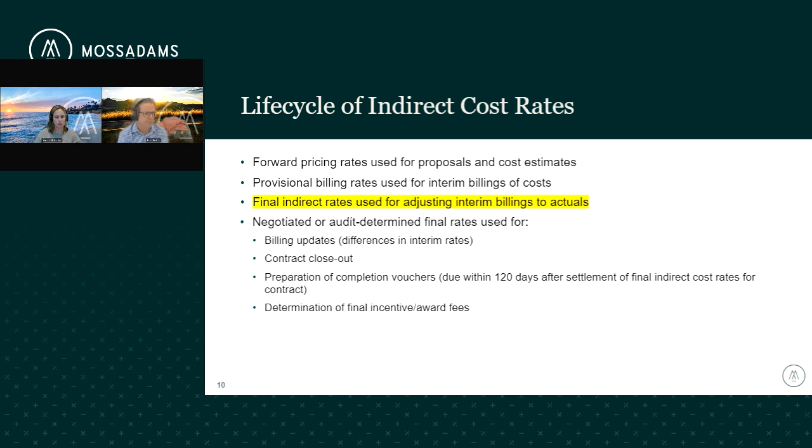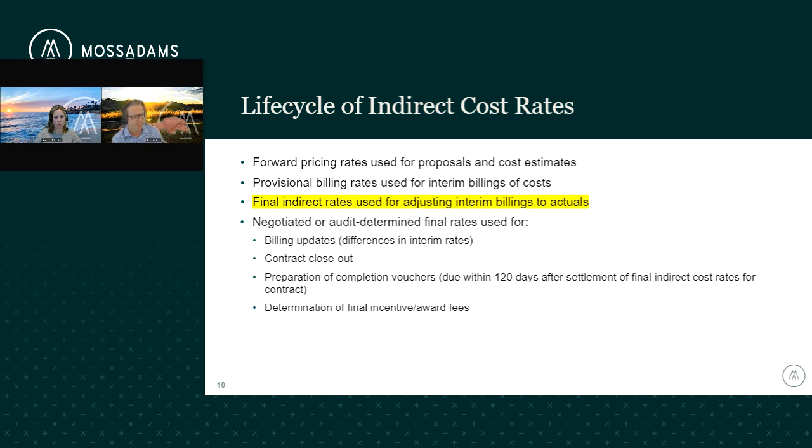Then you've got the provisional billing rates. Those are rates that are set for interim billings throughout the fiscal year. They're used to estimate costs that are billed periodically and are typically established by agreement with the contracting officer. Those are subject to adjustments based on actual incurred costs. The final indirect rates, which is the highlighted focus and the area we're going to focus on today, are used to adjust the interim billings to match actual costs incurred.